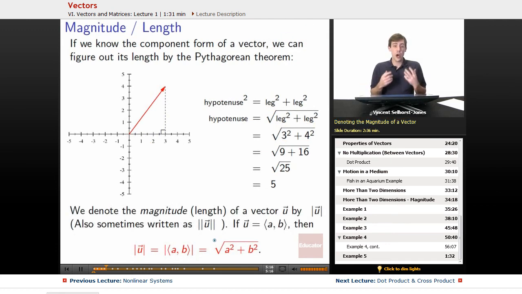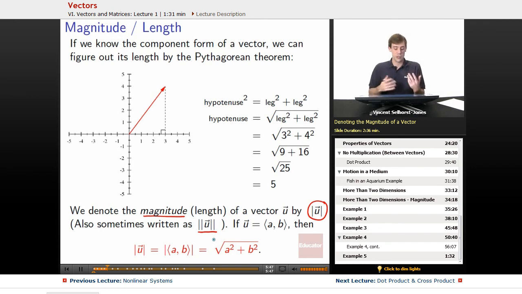When we want to denote the magnitude of a vector, when we want to talk about the length of a vector, we normally use the word magnitude, but in either case, length or magnitude, we're just talking about how long the vector is. We normally use vertical bars on either side of it, just like we do with absolute value, and we'll talk in a moment about why it is like absolute value. Also, sometimes you'll see it written with double bars on either side, so vector U with double bars around it.